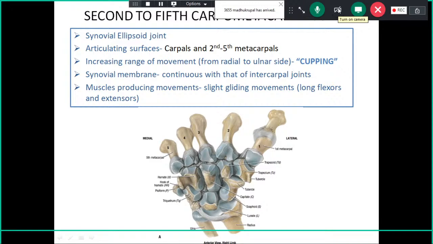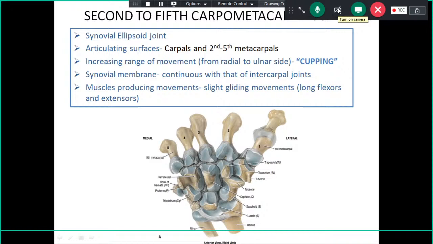This is known as cupping. This is how somebody would hold a cup in the hand, as I told before, at rest position. And even if somebody has a fracture, say a scaphoid fracture or any carpal bone fracture, a cast is also provided in this position, the position of rest. And in this rest there is increasing range of movement from the radial to ulnar side. This is essentially known as cupping, how you hold a cup in the hand.